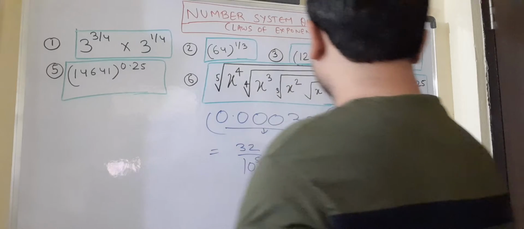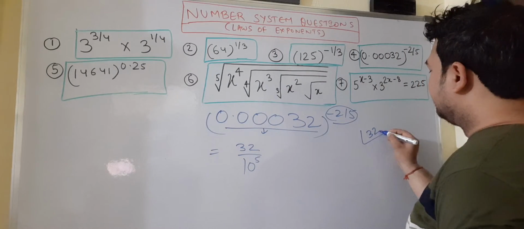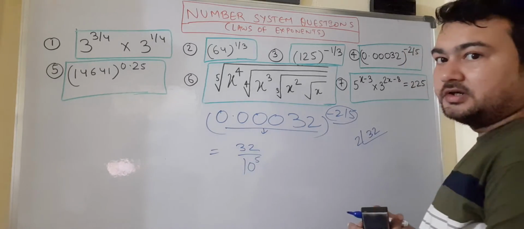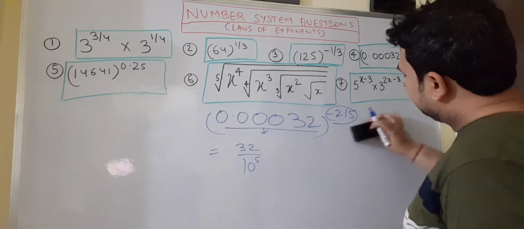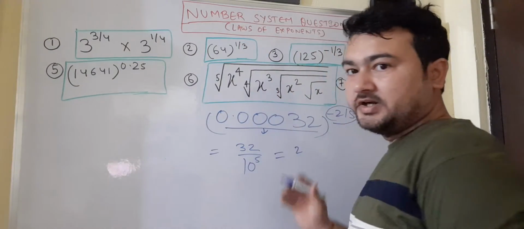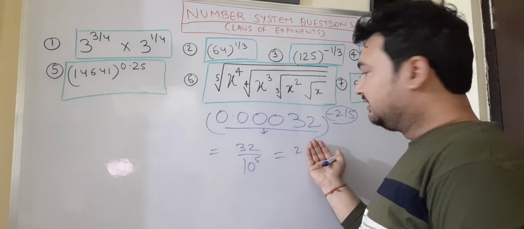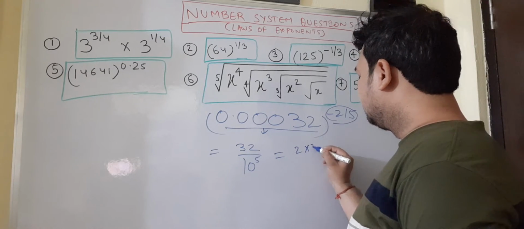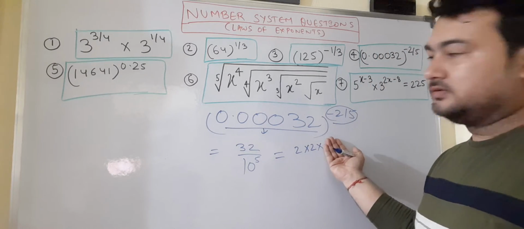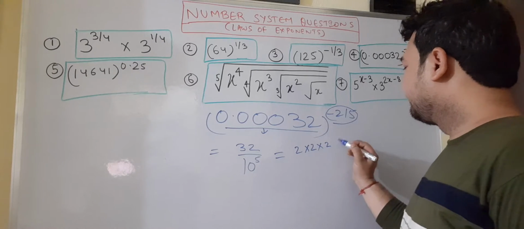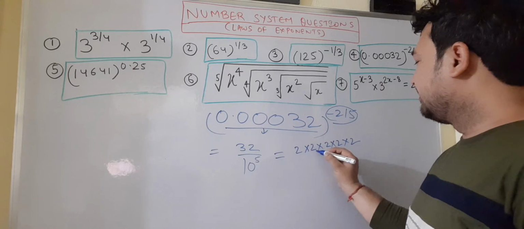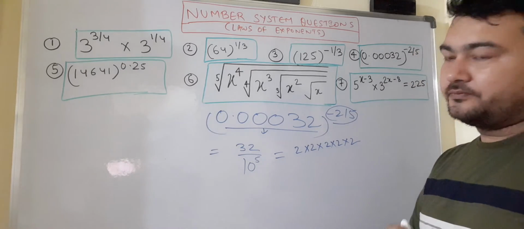Now see 32. If you do the prime factorization of 32, you will get, see, we have another method. You don't need to do this type of work. You can simply do as I am doing here. 2, what is left? 2 multiplied by 16. So 2, now 8. Now what is left? 4. Now what is left? 2. 2 to the 4 to the 8 to the 16 to the 32.